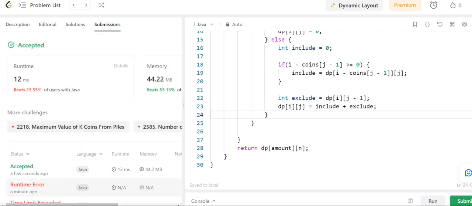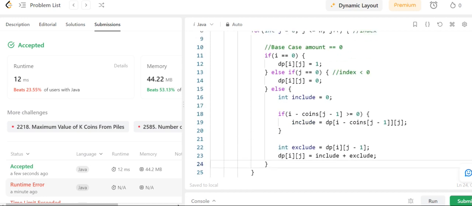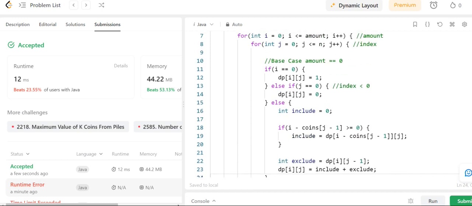And there you go, our solution is accepted. So it's pretty simple. Once you have a recursive solution, converting to a DP solution is just figuring out how to convert that recursive solution into the DP solution. It's like just copy pasting your recursive code into a DP solution.